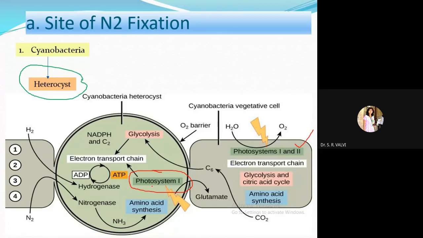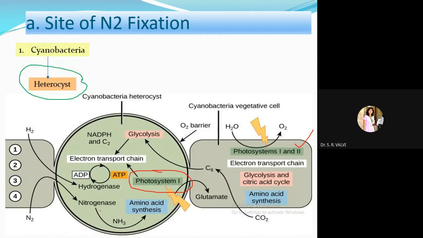Okay, why? There again is the reason behind it. If photosystem 2 will be there, then there is the evolution of oxygen, and if the oxygen will be there, then there will be a difficulty in fixing the nitrogen. Therefore here only a reduced photosynthetic system is present in the heterocyst cell. So photosystem 1 is only present in heterocyst.